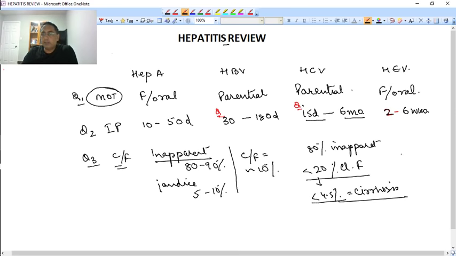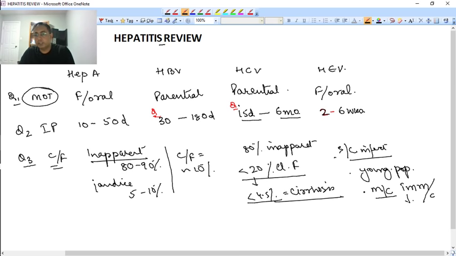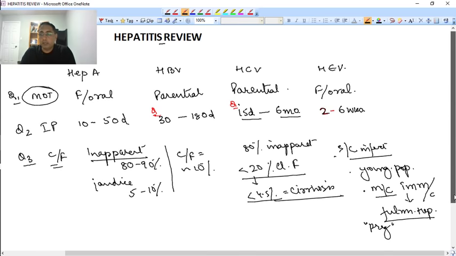And hepatitis E is predominantly a subclinical infection. Mostly it is a subclinical infection, usually in the young population. It is not so common, but in immunocompromised patients or in pregnant females, it might lead to a very fast growing fulminant hepatitis.